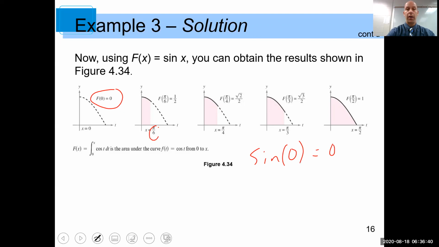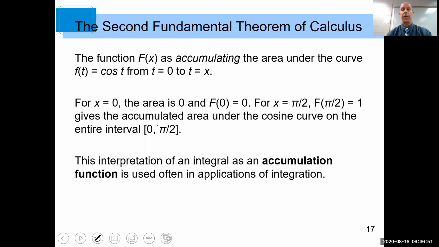If I want to do pi over 6, I just evaluate sine of pi over 6, which is 1/2. Pi over 4, radical 2 over 2, etc. The function capital F is accumulating the area under the curve of the function cosine t from 0 to x. For x equals 0, these are the same things I've kind of said. So this is an important concept in calc, and that is that integration can be used to model an accumulating function.